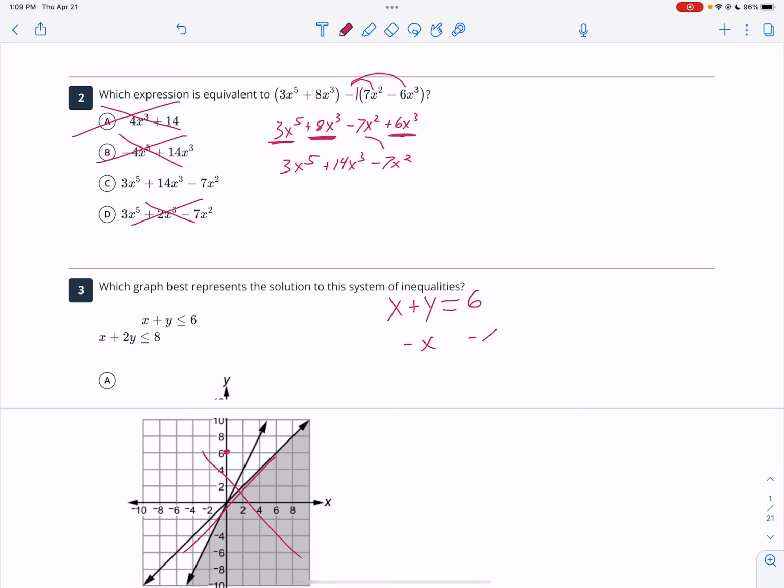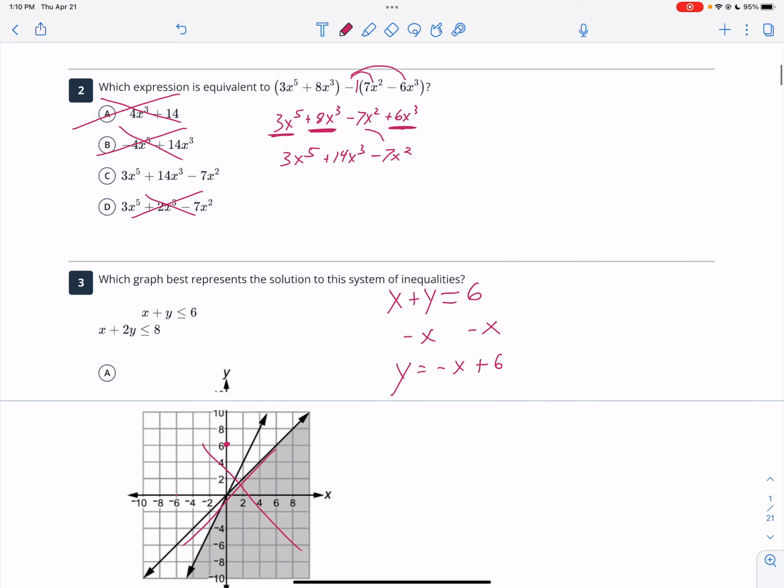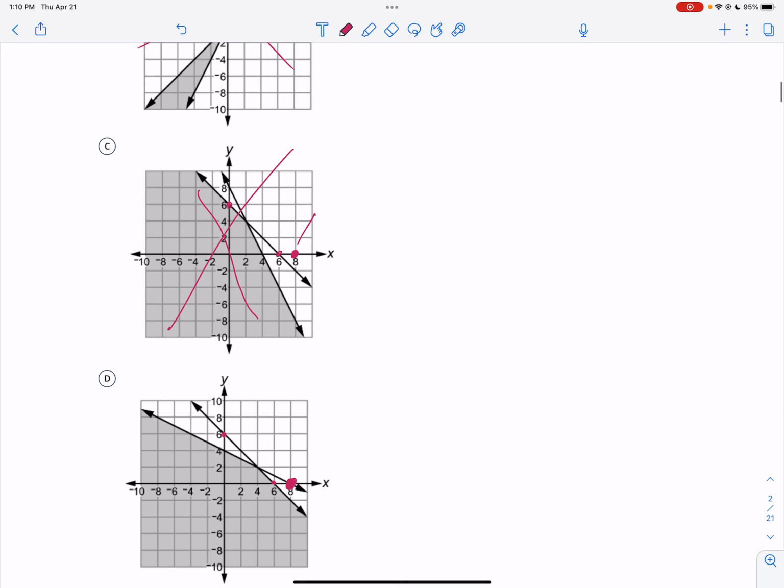Subtract x from both sides because I want it in slope-intercept form. And I get negative x plus 6, or 6 minus x. It doesn't matter how you write it. So notice that this has a negative slope. Negative slopes always look like something like that. It could look like that, or like that, or like that. But going from left to right, it goes down. These are the only 2 that do that.